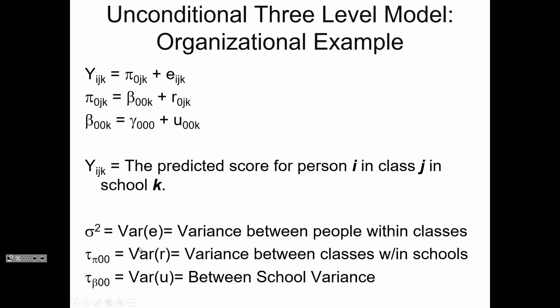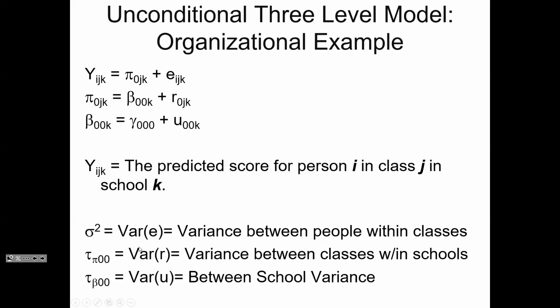So right now we've got a level 1 residual, a level 2 residual, and now a level 3 residual. Think about what we're saying here. This person's score is a function of their class intercept, which in this unconditional case we can call the class mean, plus their residual, the difference between them and their class mean. Now I can predict their class intercept, or class mean, based on their school intercept, which is their school mean, plus some deviation between the school and the class.